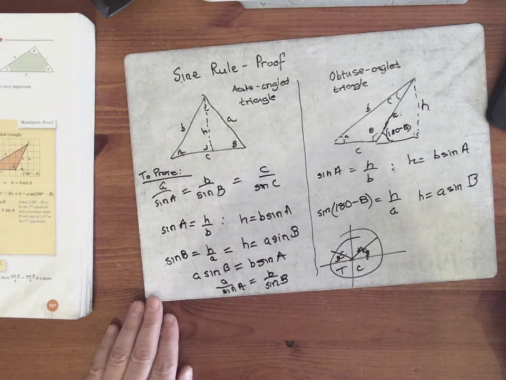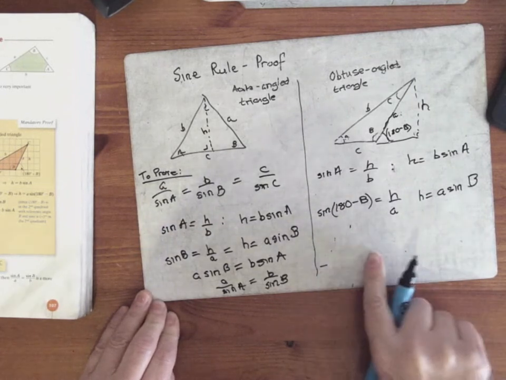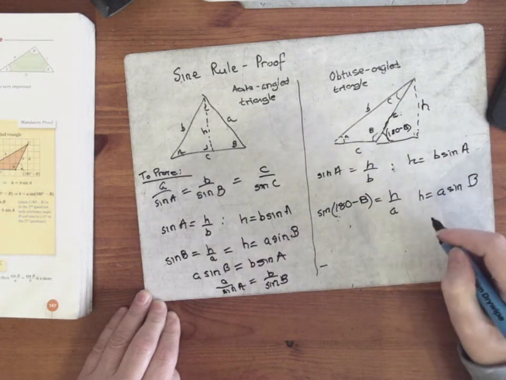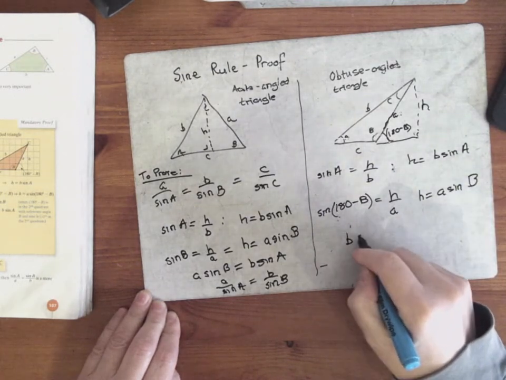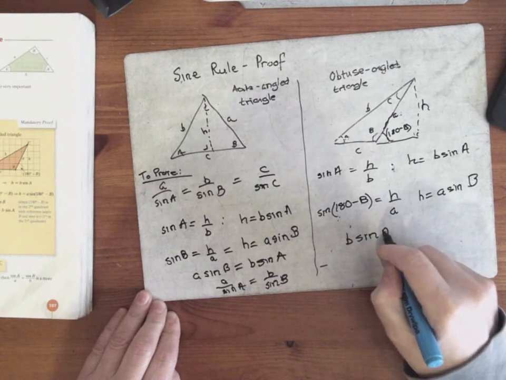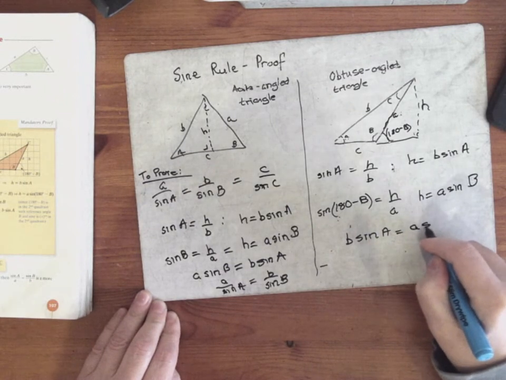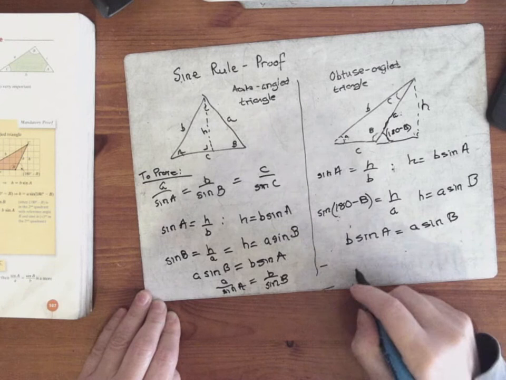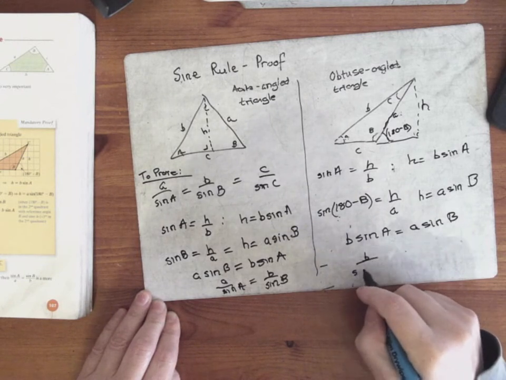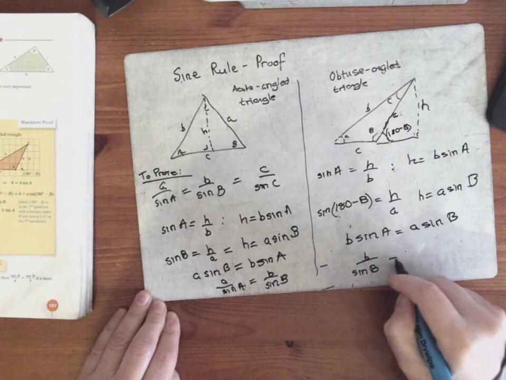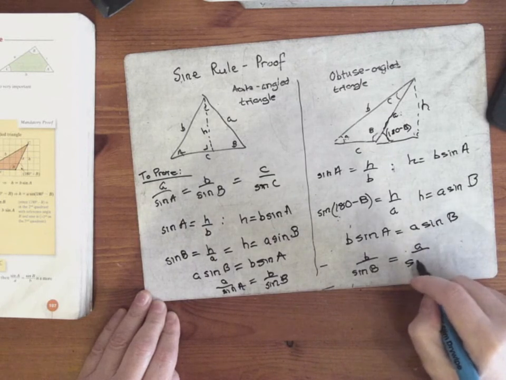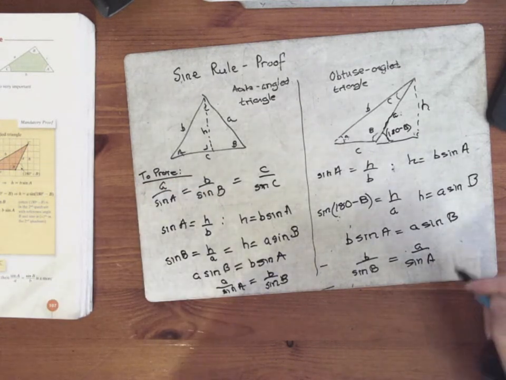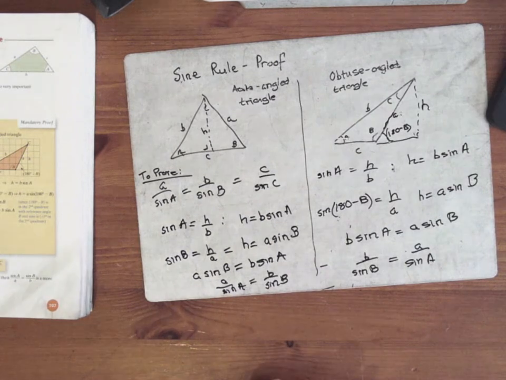Okay? So instead of 180 minus B, you can just write B. I have two H's, so I can let them equal each other. So B sine A equals A sine B, and just move stuff around then. So bring the sine B underneath here, bring the sine A over here, and you get B all over sine B equals A all over sine A. Now we didn't prove the equals C over sine C, but you can just say similarly, if you just use different angles, you'll get C over sine C. Okay?